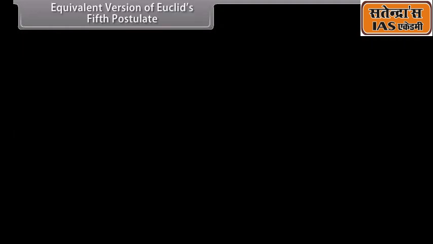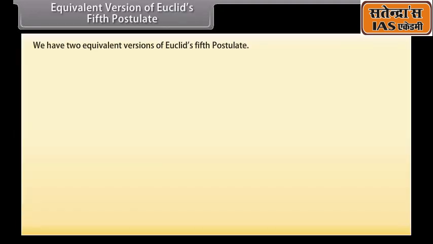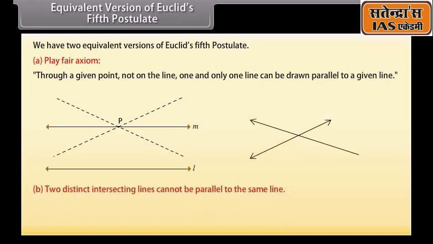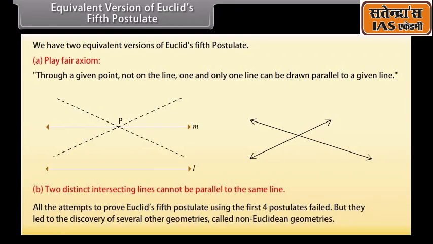Equivalent versions of Euclid's fifth postulate. We have two equivalent versions of Euclid's fifth postulate. The first one is the Playfair axiom. This says that through a given point not on a line, one and only one line can be drawn parallel to the given line. And the other one is: two distinct intersecting lines cannot be parallel to the same line. All the attempts to prove Euclid's fifth postulate using the first four postulates failed, but they led to the discovery of several other geometries called non-Euclidean geometries.